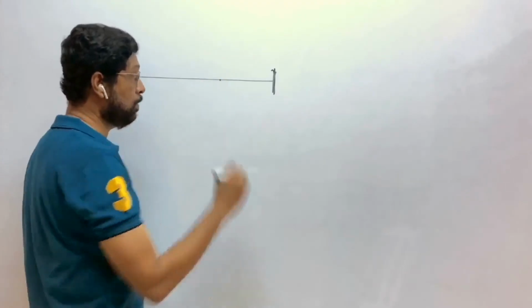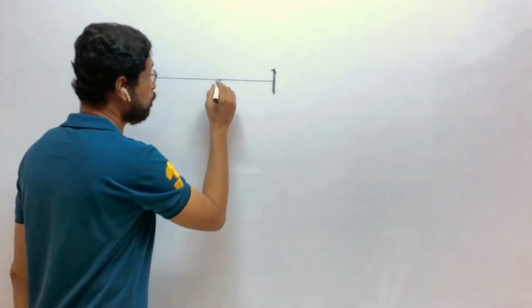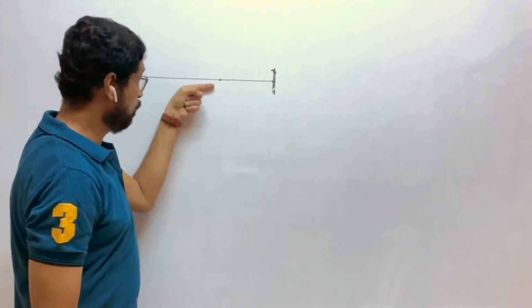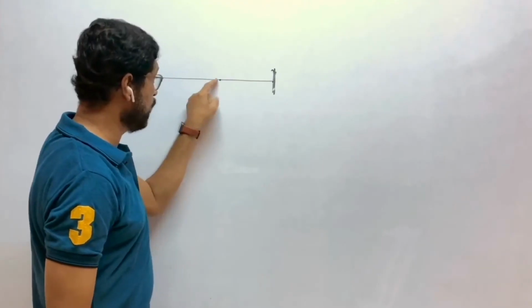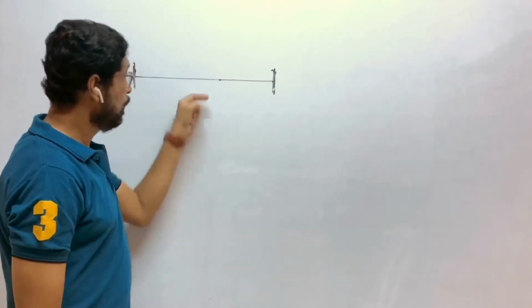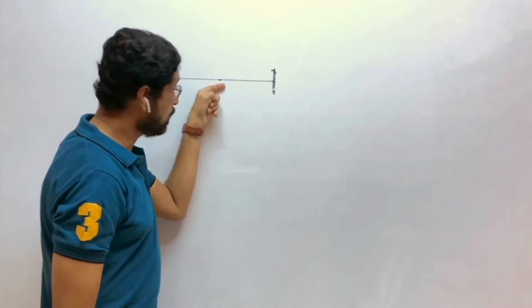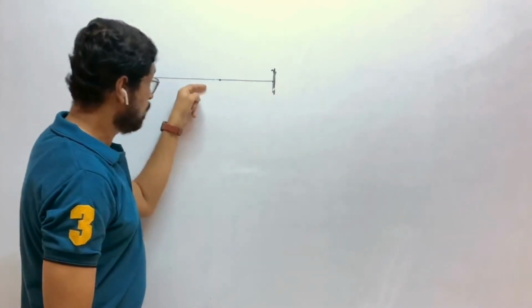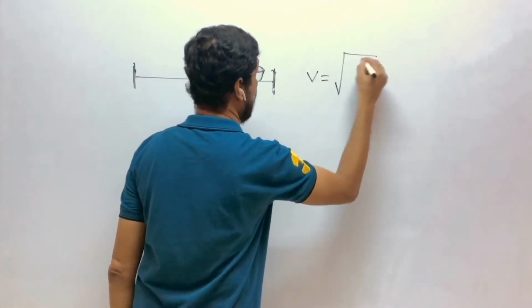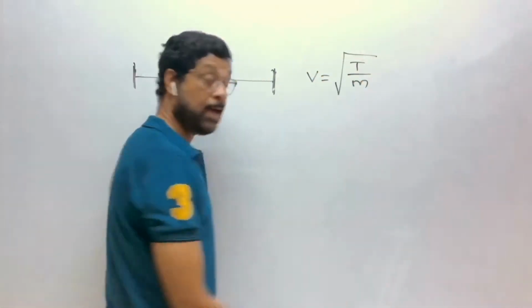A wave will be generated. That wave will travel to the end. From there, it will get reflected. The wave will start from where you pluck it. जहां पे आपने pluck किया ऐसे, वहां से wave निकली. It travels to the end. It travels with what velocity? V is equal to under root T by M.